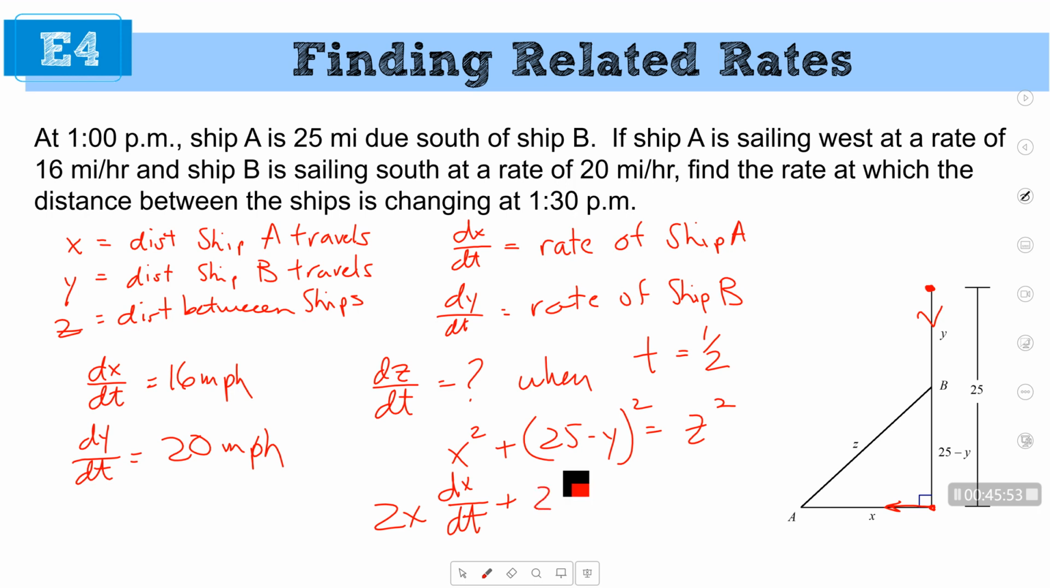2, good start. I'm going to give you the parentheses for free. 2 parentheses 25 minus y, and then chain on the... what would that be? Negative 1. And then dy/dt. So close. Don't screw it up. And then 2z dz/dt. What was that last letter? dt. Thank you. Way to enunciate your words clearly.